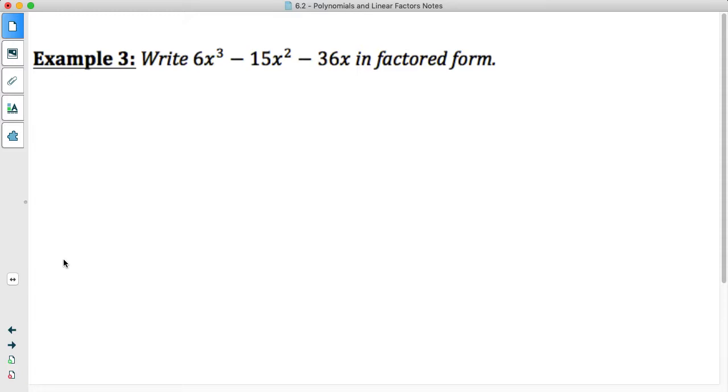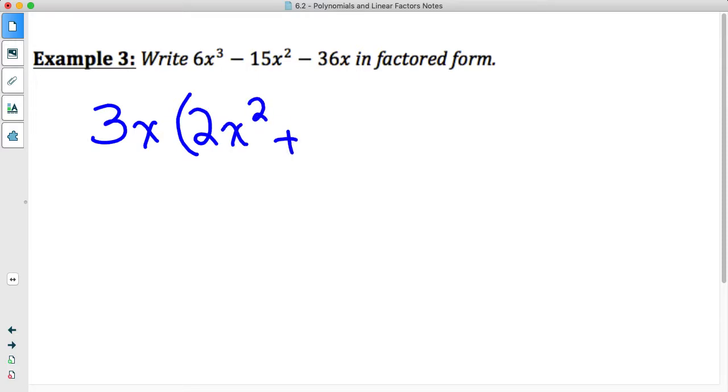So I'm going to look at this. The greatest common factor that I can take out of here, 6, 15, 36. The biggest number here that I can take out is a 3. And again, they all have an x. All right, so what am I left with? Well, I took a 6 divided by 3, left me with a 2. X to the third meant 3 copies of x. Took one out. There's 2 copies left, so x squared.